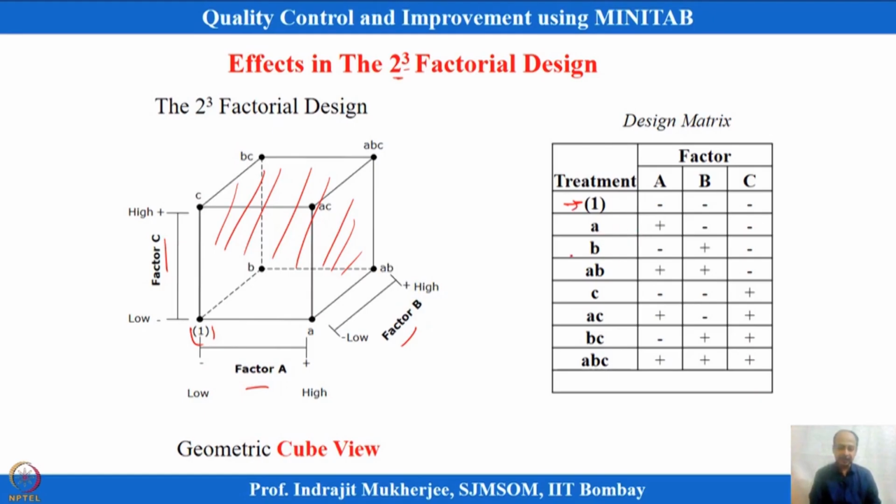Similarly, A at plus level and all others at minus level is the treatment combination a. This is the second experimental trial point. Like this we can represent it in a 3-dimensional cube structure, where we can see up to 3 x variables. So this is the cube view of the design matrix that is used here.